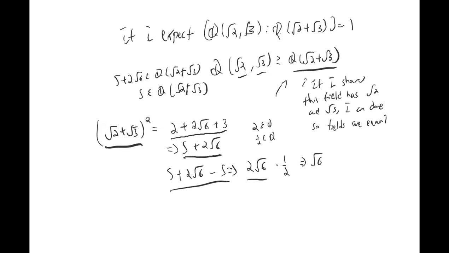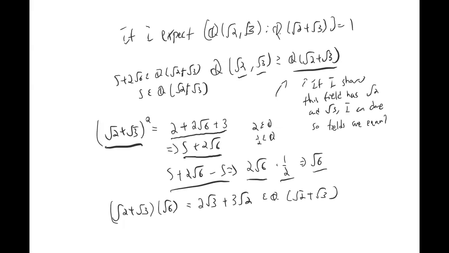2 root 6 is in my field. 1/2 is in my field. So I can multiply it now. So I get root 6. Now I know I have this. So let's multiply by root 6. And what you're going to see is this is 2 root 3 plus 3 root 2. Yeah? So this is in my field.